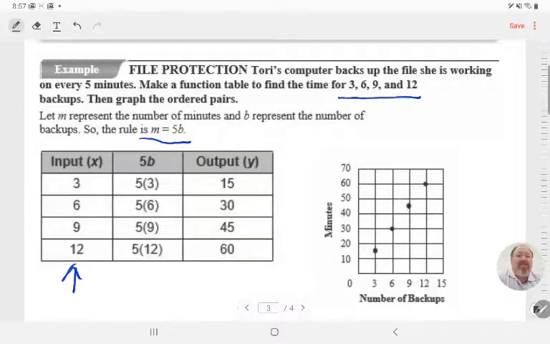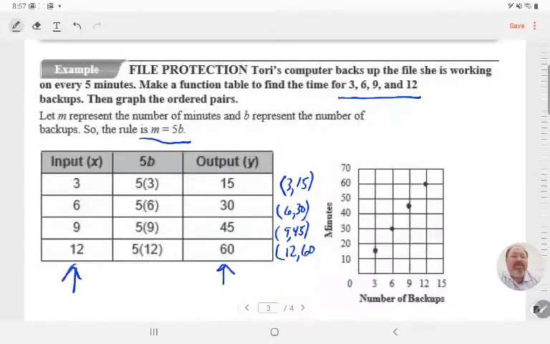Then I can plug in what they tell me my x's are, or my inputs, at 3, 6, 9, 12. I plug them into the rule of 5 times B, so 5 times 3, 5 times 6, 5 times 9, 5 times 12. I solve that, and that gives me my y's, or my outputs, okay? So now my table's done. The next thing it says to do is graph the ordered pairs. So this ordered pair would be 3, 15. This ordered pair would be 6, 30. This ordered pair would be 9, 45. This ordered pair would be 12, 60.